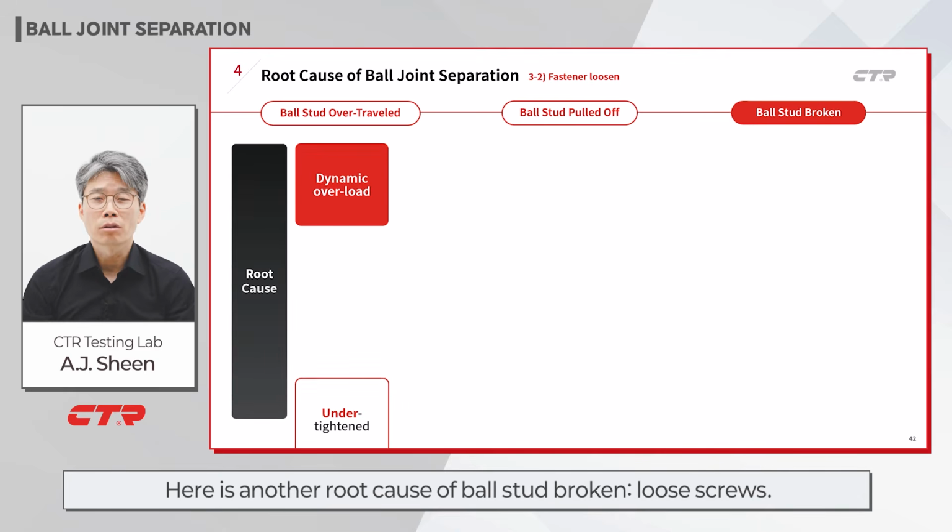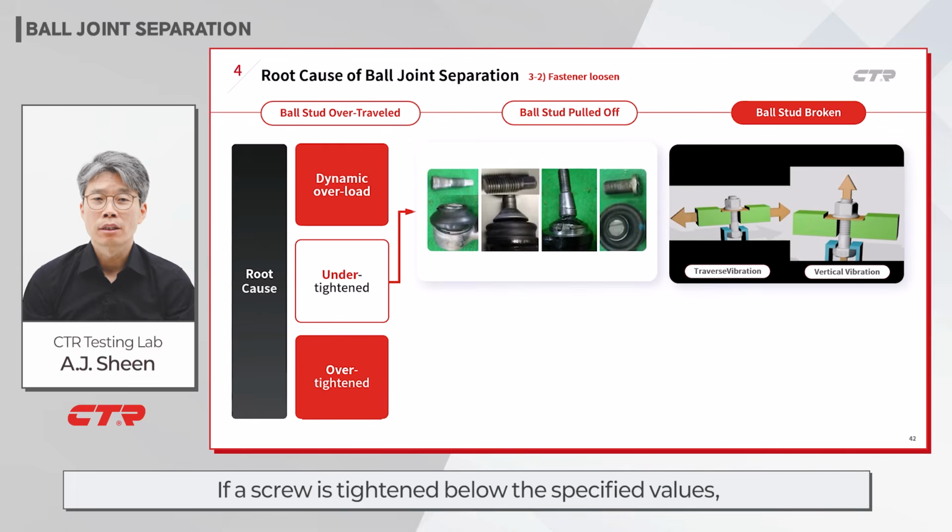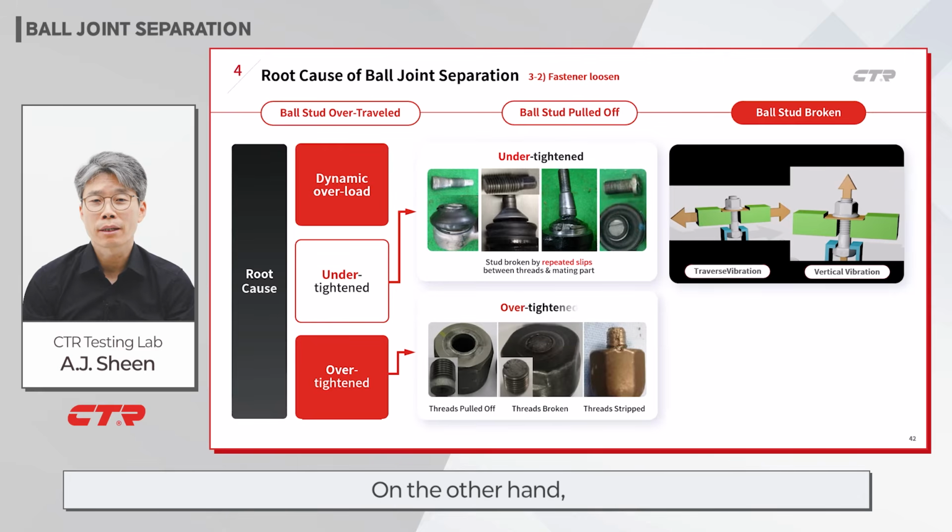If the test fails, free play may occur, screws may loosen, or components may be broken. Here is another root cause of a ball stud breakage, loose screws. If your vehicle's screws become loose, they will initially make noise or lose functionality, and it will eventually cause parts to break. If a screw is tightened below the specified values, it may loosen while the vehicle is in motion.